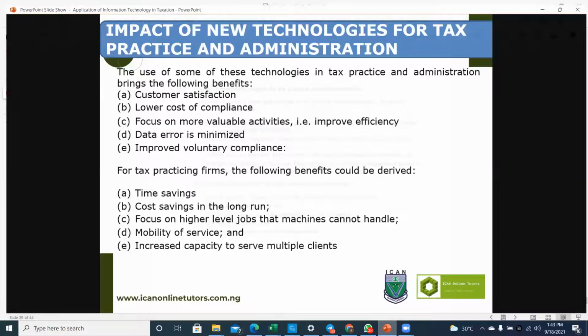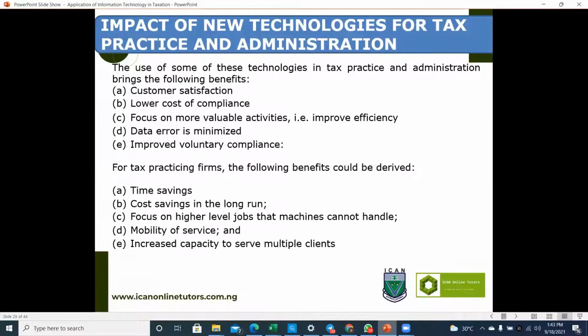One, we have customer satisfaction. We have lower cost of compliance, focus on more valuable activities, that is, improved efficiency. We have data error minimization. We have improved voluntary compliance. Now, this is for the tax administration, be it the FIRS or the state internal revenue service or the local tax administrators. Who is the customer? That's the taxpayer.